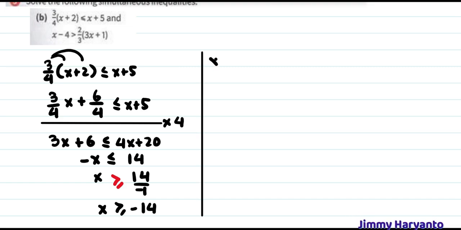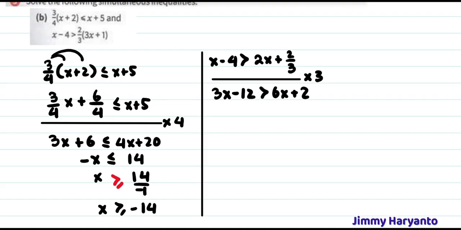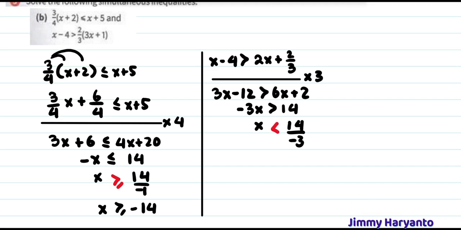And then the second one is x minus 4 greater than, I will multiply the 2 over 3 times 3, it's 2x, and then 2 over 3 times 1 is 2 over 3, and then I will multiply them all by 3, so I will have 3x minus 12 greater than 6x plus 2, and then move the 6x, 3 minus 6 equals negative 3x, and then 2 plus 12 equals 14. That means x is 14 divided by negative 3. The sign has to be changed like that. So x is less than negative 14 over 3. Okay.